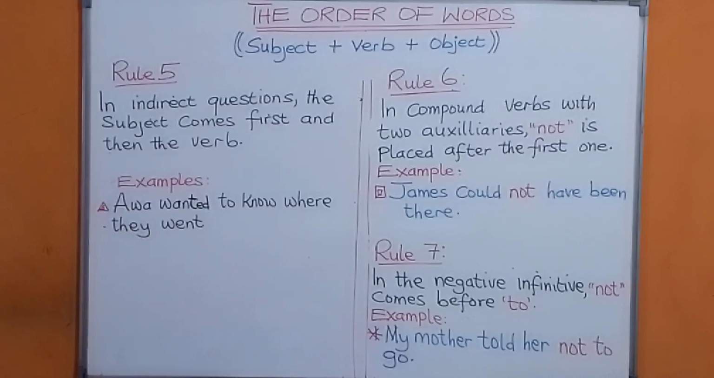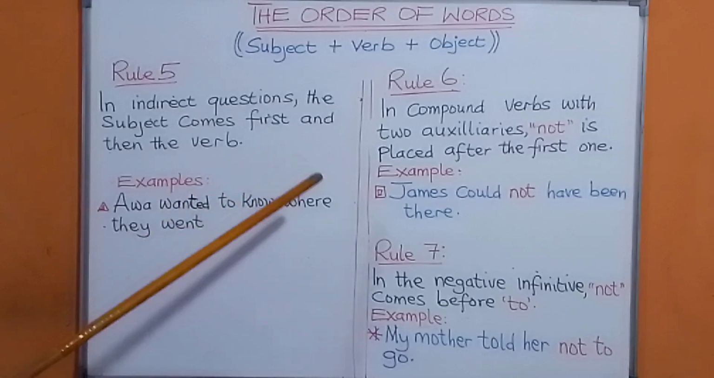Like, is he there? But if you are making an indirect question, then you put the subject before the verb. I wanted to know where they went. I asked them what they were eating. Those are indirect questions. How to put that.